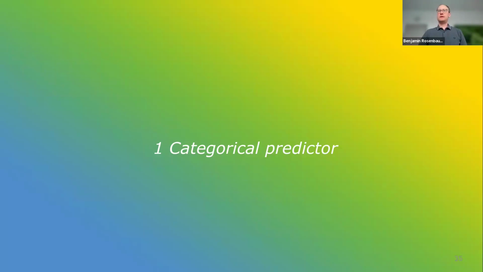Okay, so the next part is categorical predictors. I think it's the first time we have categorical predictors. We had only continuous so far. Yeah, I think so.